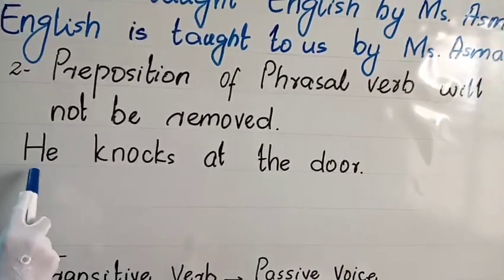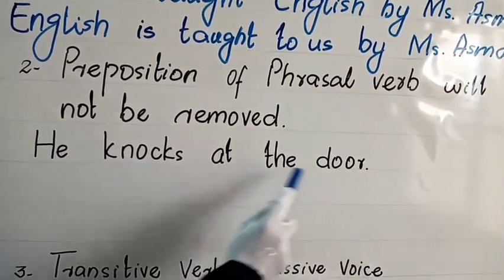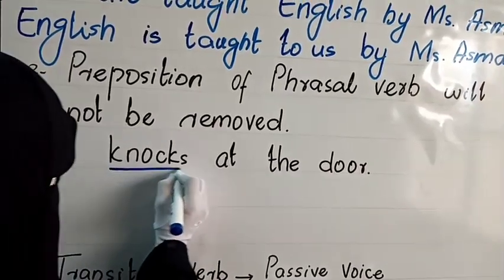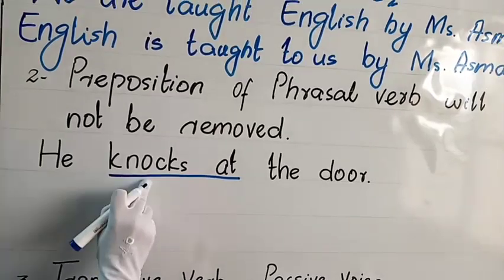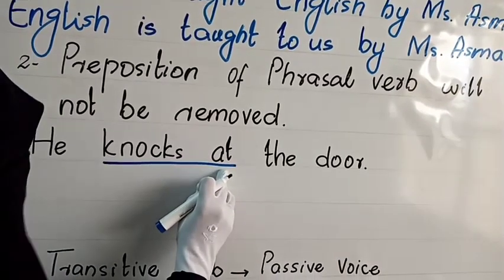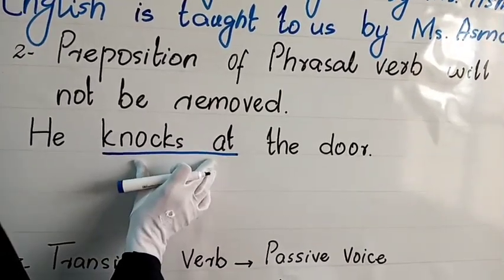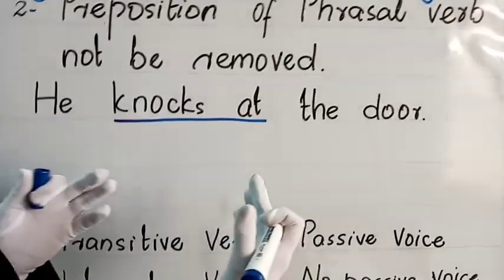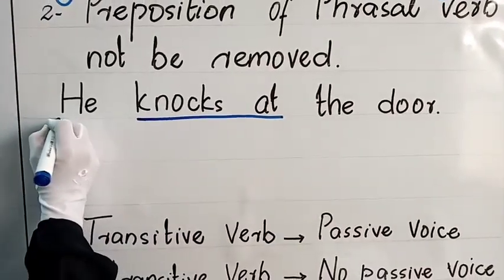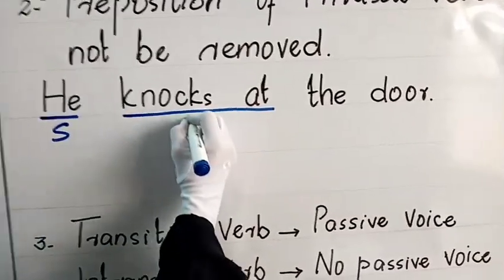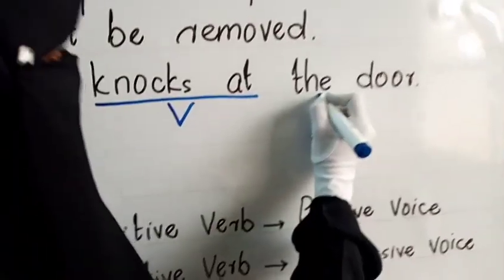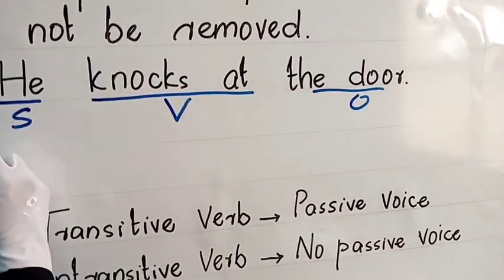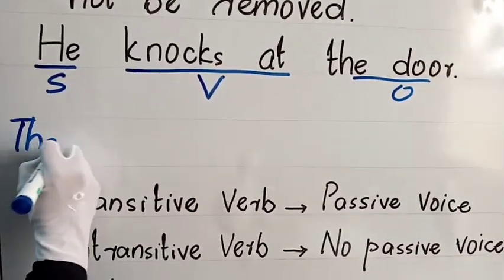Look at this sentence. He knocks at the door. So there is the phrasal verb knocks at. There is a verb and a preposition. So this is a phrasal verb. So how will we change this sentence into passive voice? He is the subject, this is the verb, and this is the object. The object will become the subject, the door.